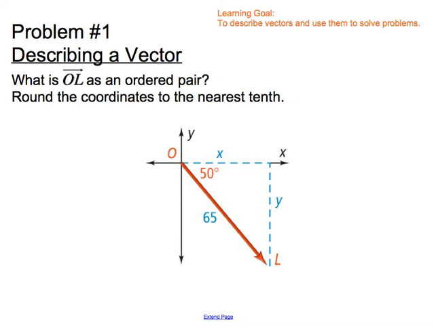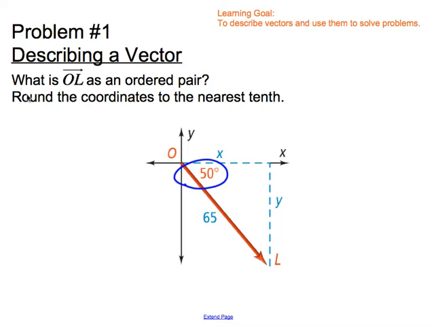So here we have vector OL, and we're asked to round the coordinates to the nearest tenth. Since vectors are often thought of as coordinate pairs, we use this angle, the angle created by the vector with the x-axis, and the magnitude, or the length of the vector, in order to find the lengths of x and y. So if we use this angle, the 50-degree angle, as a reference angle, and the hypotenuse, we can use both sine and cosine to find the lengths of x and y.